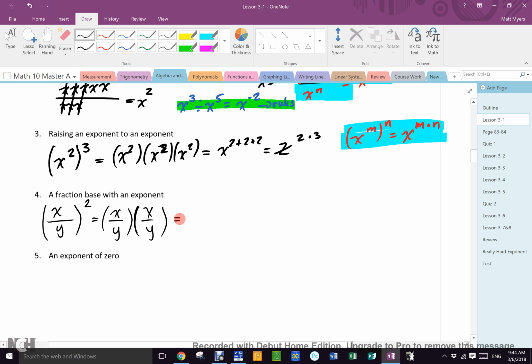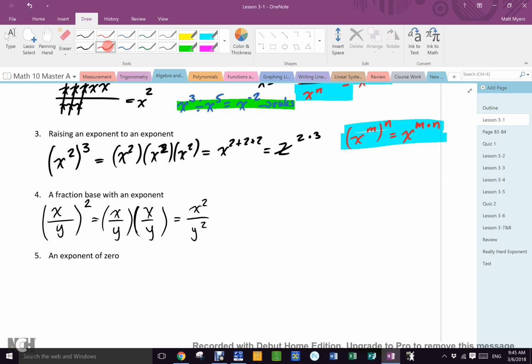When you multiply fractions, you go numerator, numerator, denominator, denominator, yes? Okay, so x, what exponents do they have? 1, and what do I do with those exponents when I multiply? Add them, so I have x squared over y what? Squared. Easy peasy, right?